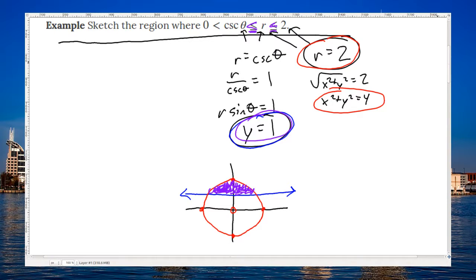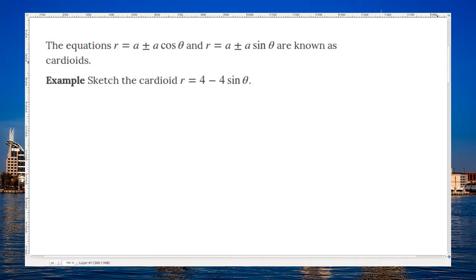Let's take a look at one more type of curve. This is a special type of curve. You don't usually deal with this in terms of x and y coordinates because they're most easily expressed in polar coordinates, and it's called the cardioid. So let's take a look at the cardioid here.